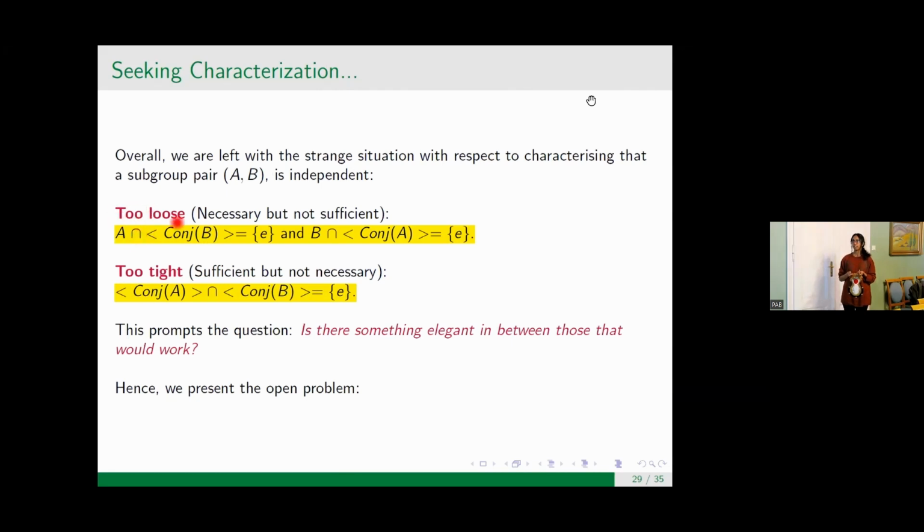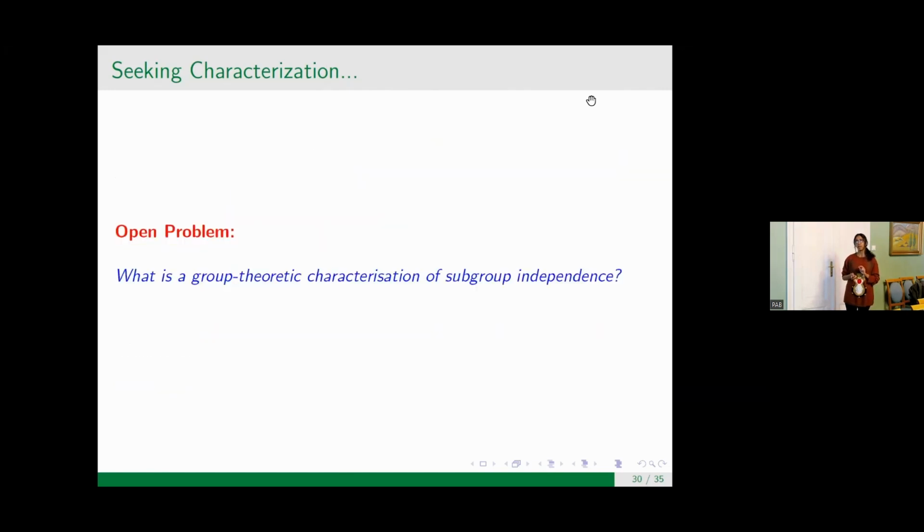So we have here that this is too loose: separating it, like with A being separate from the conjugate influence of B, and similarly for B from A, is necessary but not sufficient. This here is overkill. And they seem kind of close. So what is the correct sweet spot of this conjugate influence? So we present this open problem. What is the group theoretic characterization of subgroup independence?